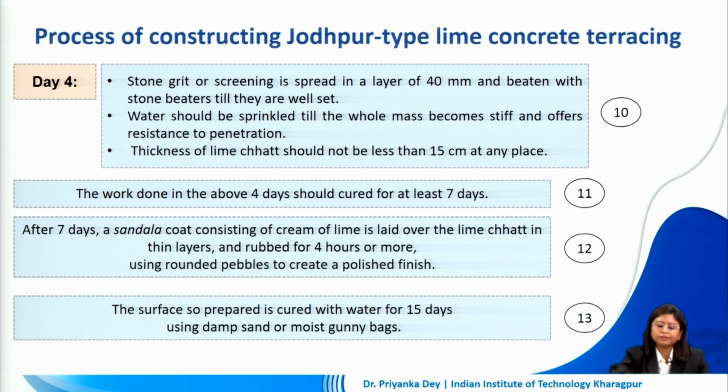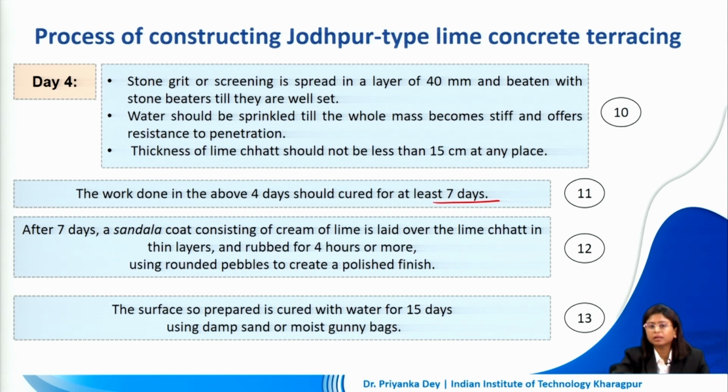After this, on day 4, stone grit or screening is spread in a layer of 40 mm and beaten with stone beaters till they are all set, and the water should be sprinkled till the whole mass becomes stiff and offers resistance to penetration. The thickness of lime chhat should not be less than 15 centimeter at any place. The work done in the above 4 days should be cured for at least 7 more days.